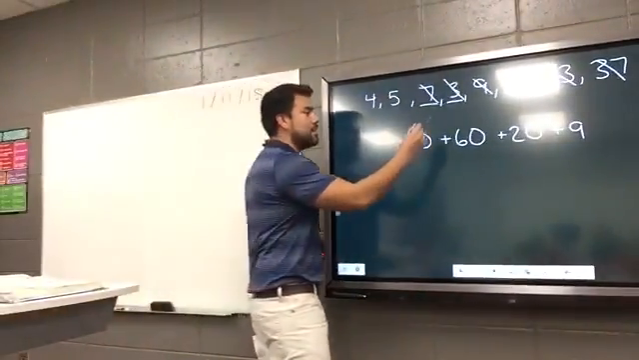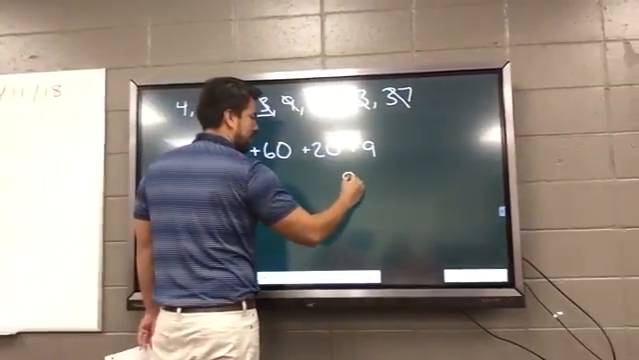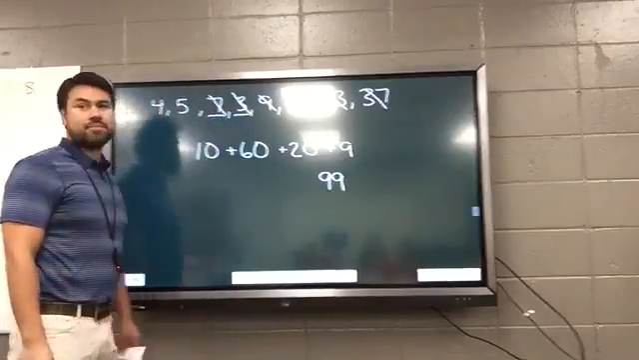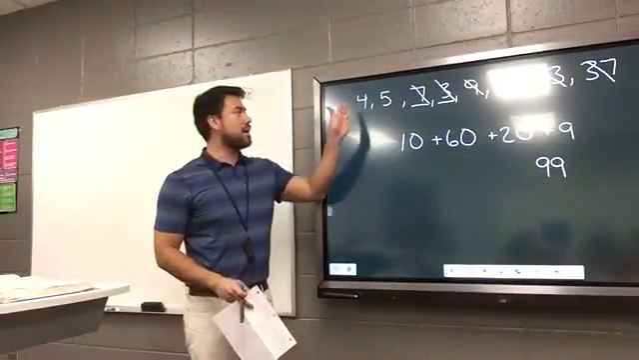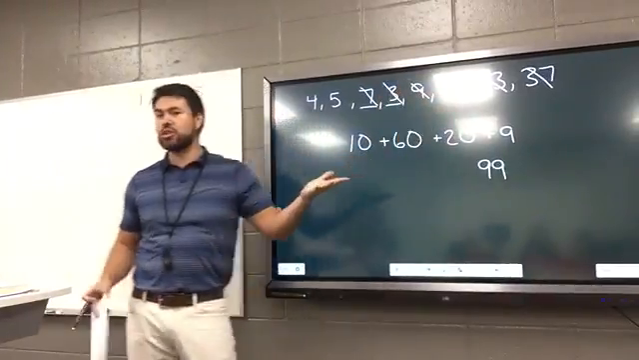What's 10 plus 60? 70. Plus 20? 90. Plus 9? 99. Oh, that's not too bad, is it? Now, could you have just done 4 plus 5 plus 7 plus 3 plus 9 plus 11 plus 23 plus 37? Yeah, of course you can.